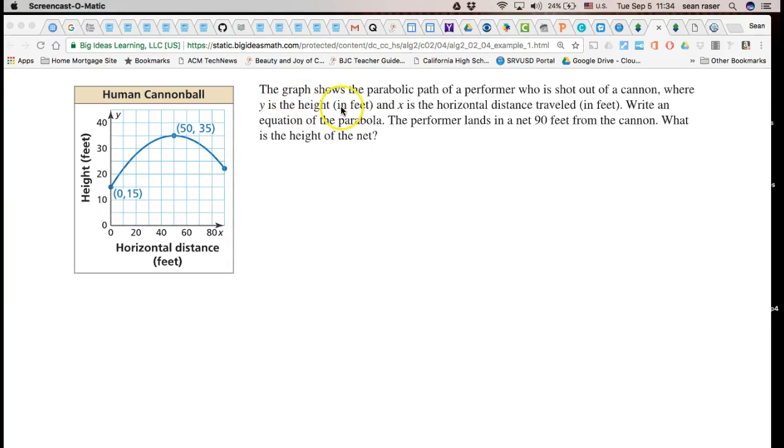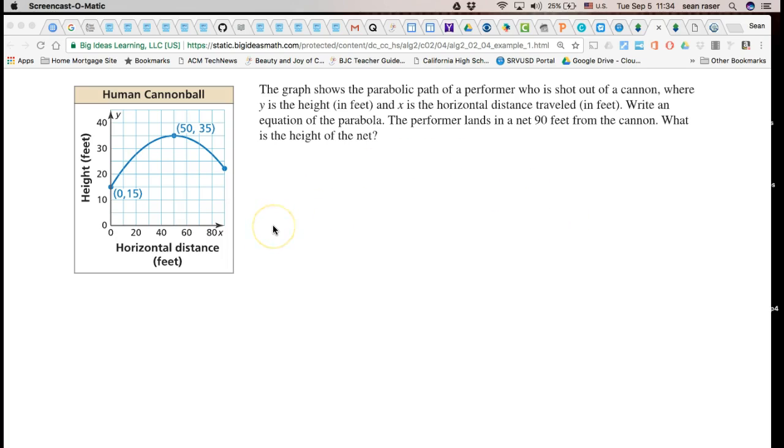So the graph shows the parabolic path. Parabolic, that just tells us that this is a quadratic because this shape follows a parabola. A parabolic path of a performer who is shot out of a cannon, where y is the height in feet and x is the horizontal distance traveled in feet. So if you think about this, remember, if someone gets shot out of a cannon, they usually make this arc type shape, or any projectile.